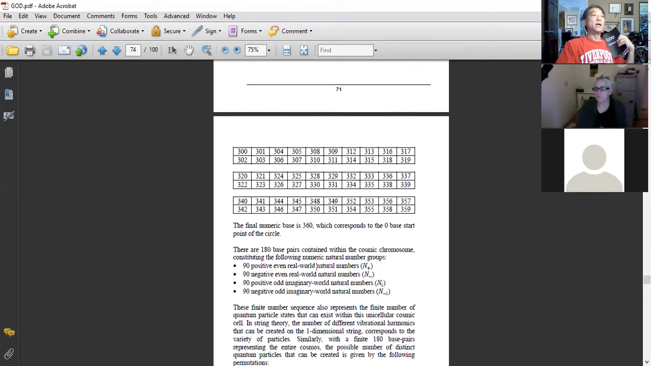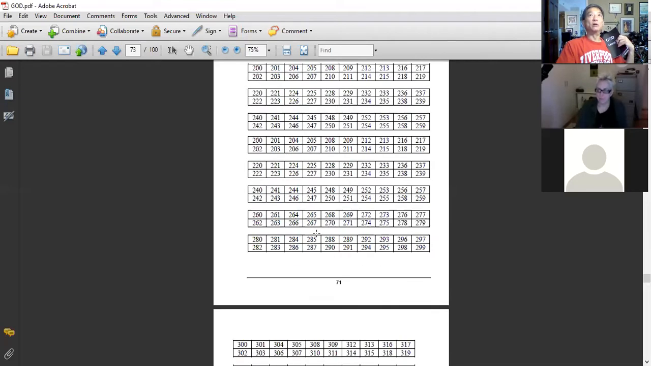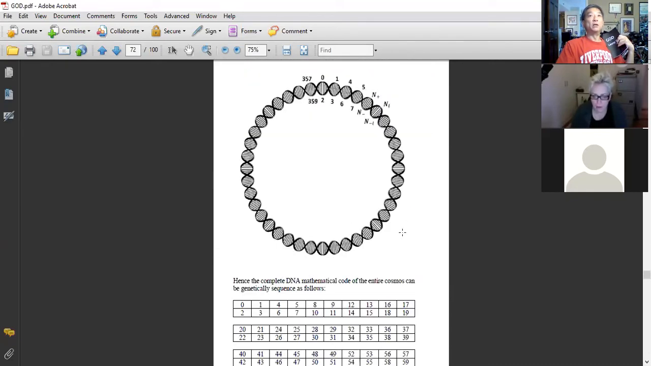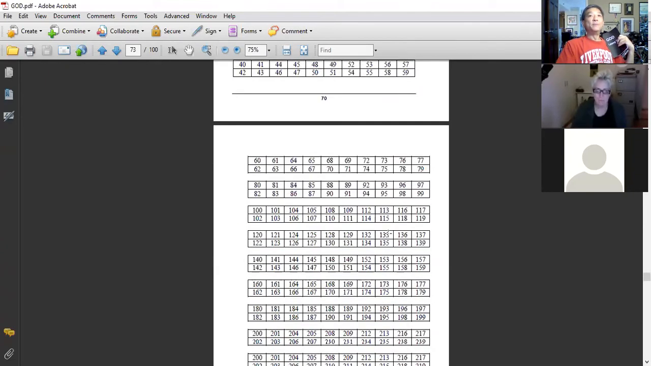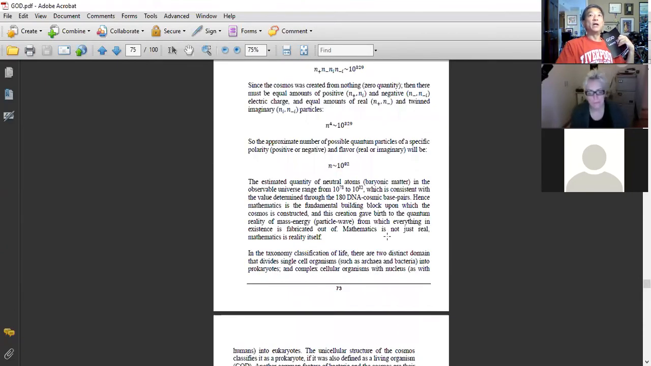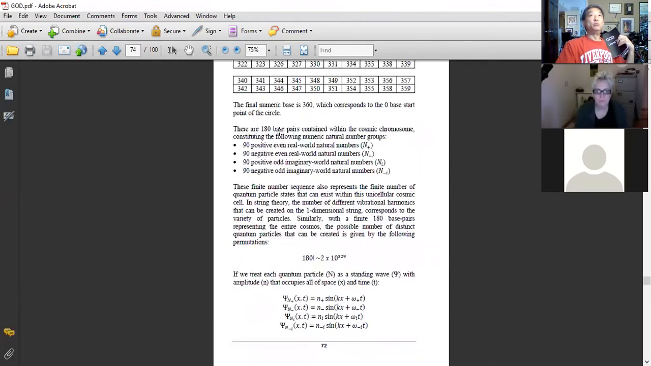So as in all DNA sequences, the codes are paired. As I mentioned before, the DNA code, as I go back up here, C and G, A and T are paired, and similarly N plus and N minus are paired, and Ni and N minus i are paired. So out of the 360 genes, it is paired into 180 base pairs, okay?